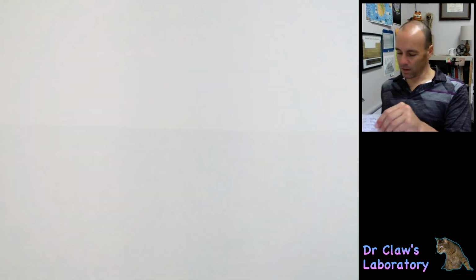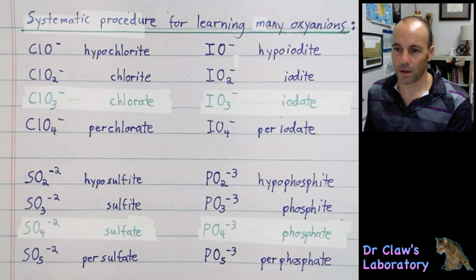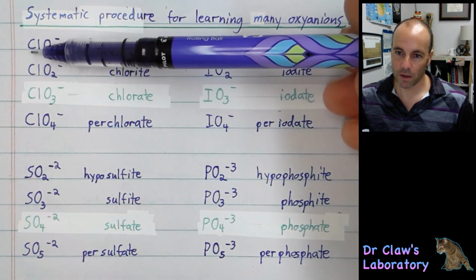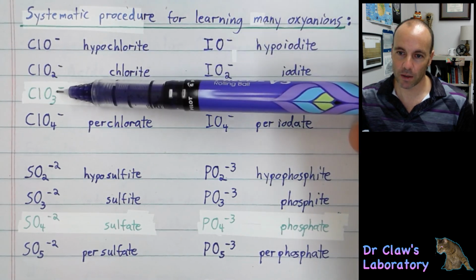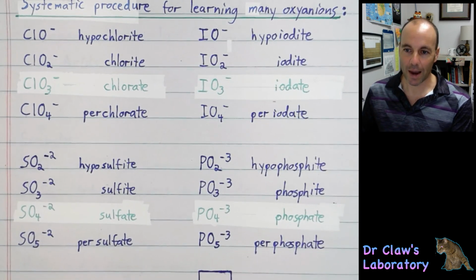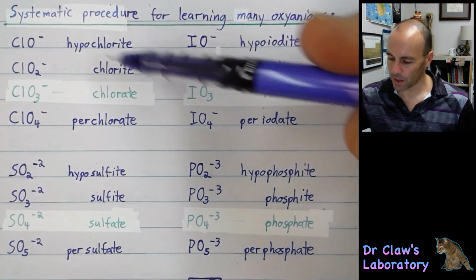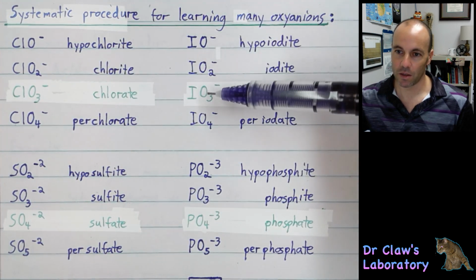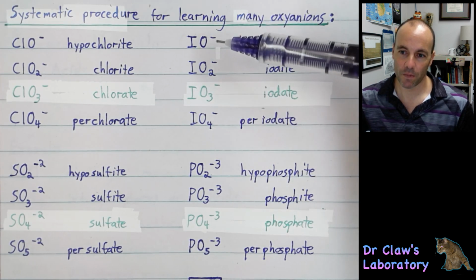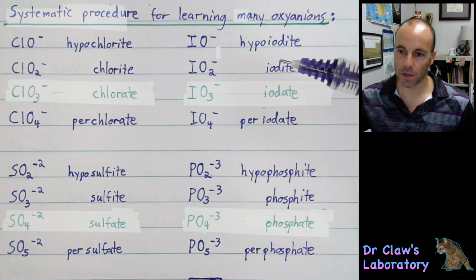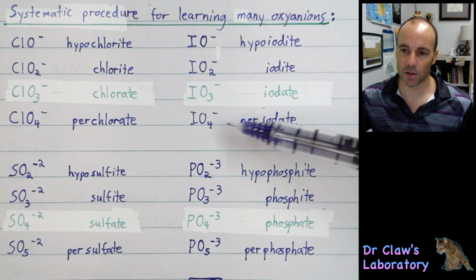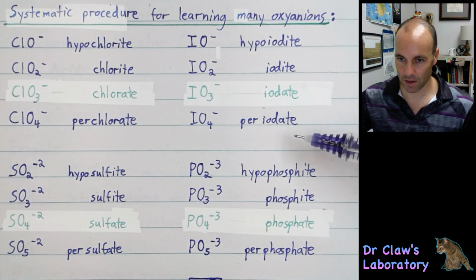Okay. Now, there is a systematic procedure for learning many of these oxyanions. Remember the ones involving chlorine: ClO minus, ClO2 minus, ClO3 minus, ClO4 minus, and they're called hypochlorite, chlorite, chlorate, and perchlorate. Okay, iodine has its own set of oxyanions. Notice that the charges are always the same, but the oxygen changes. As you get more and more oxygen, the charge stays the same. And notice that these are named very similarly. The one with the least amount of oxygen is called hypoiodite, and the one with the most amount of oxygen is called periodate.